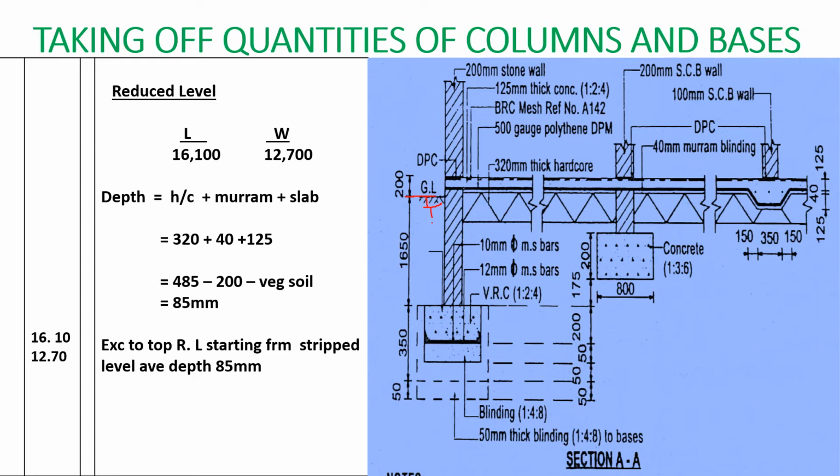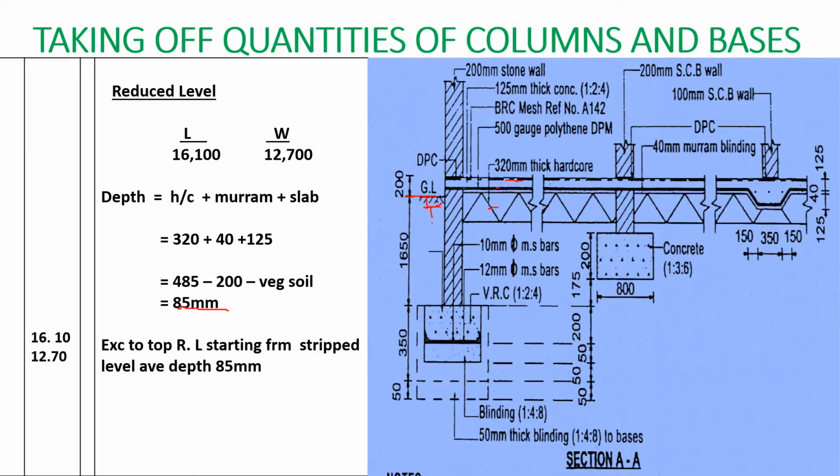Now, our length and width remain the same as for site clearing. So the depth will be the depth of article plus the maram plus the slab. So our article is 320, our maram bed is 40, and then our slab here is 125. So we add that one, and then we subtract the 200 vegetable soil that we had excavated from ground level. Remember, we have excavated 200 millimeter vegetable soil up to this point. So what remains, sorry, we are up to this point. So we first subtract the 200 for us to get to the ground level, and then we subtract the 200 vegetable soil. So what remains will be 85 millimeters. So that will be our reduced level.